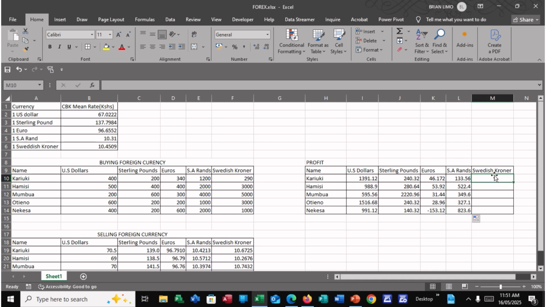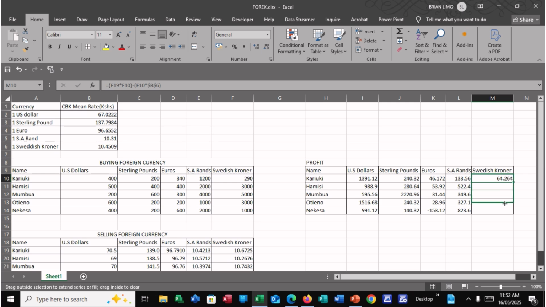The last one is equal to this one multiplied by 190, just select using a mouse. I forgot to open the brackets, very simple. Minus, open the bracket, this one multiplied by dollar sign B dollar sign 6. Close your bracket, press enter.